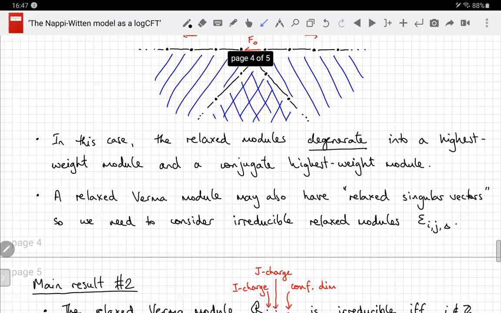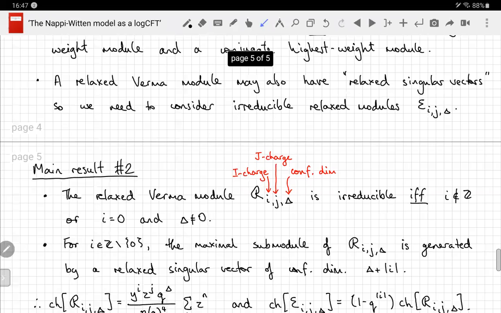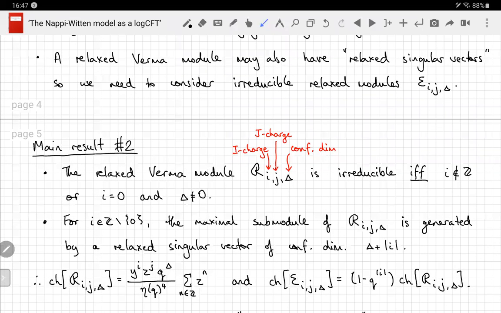All right, so now we have a whole bunch of new beasties to play with. And so you can say to Will, hey, Will, guess what? Your job now is to try to understand all of these relaxed Verma modules and their irreducible quotients. And so a couple of months later, he comes back with main result number 2, relaxed Verma module. Remember, I charge, J charge, and conformal dimension, all 3 parameters. He says that these Verma modules are going to be irreducible if and only if I is not an integer, or there's one more special case, if I happens to be 0 and the conformal weight is non-zero, then this guy is also irreducible.